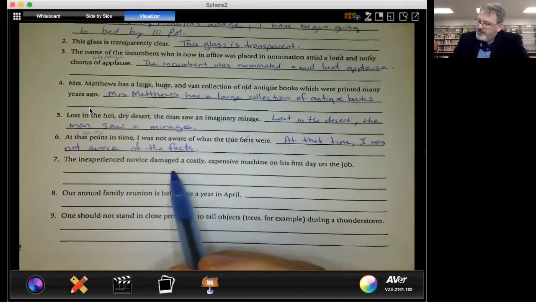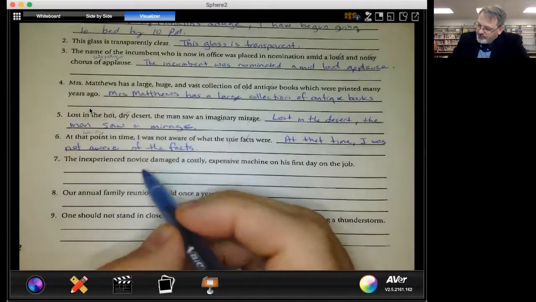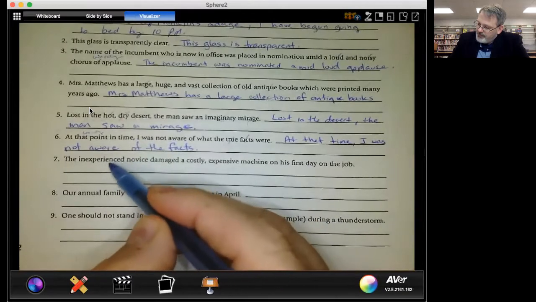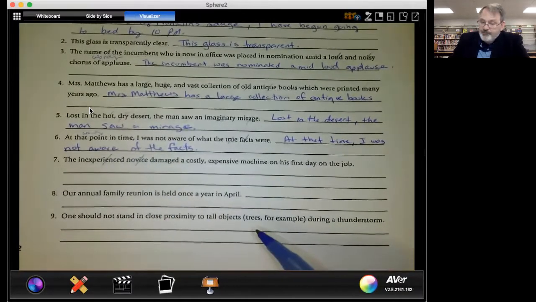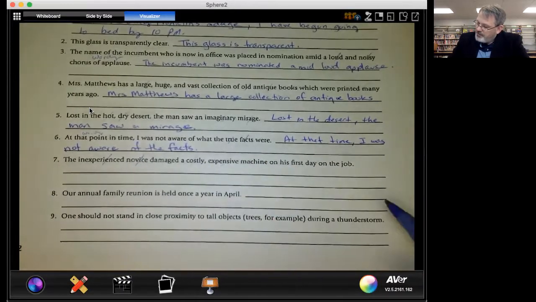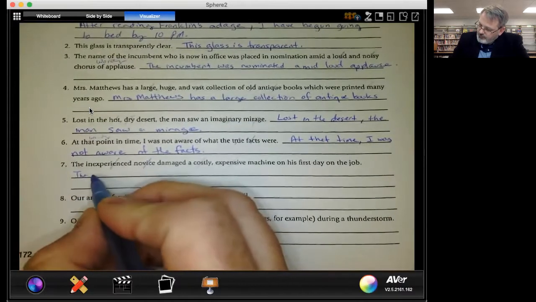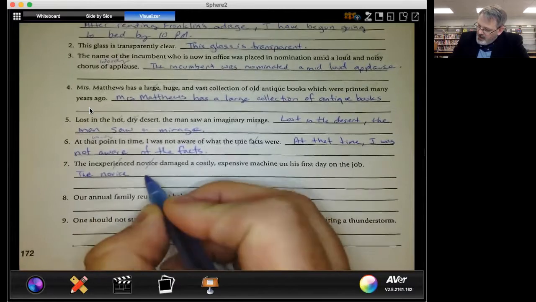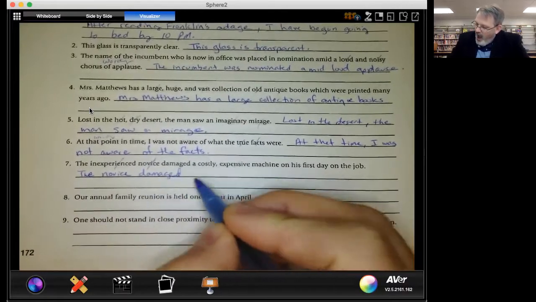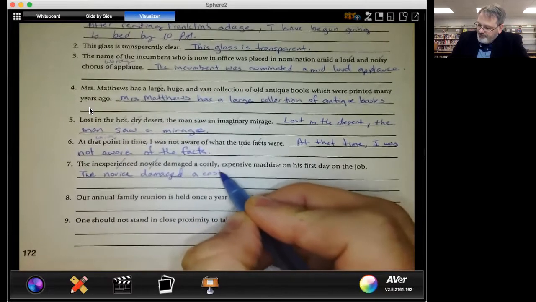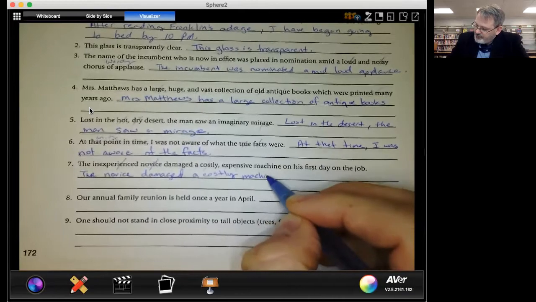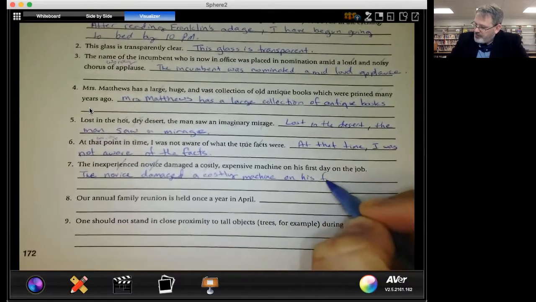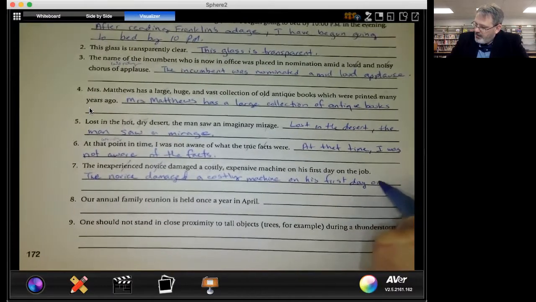The inexperienced novice damaged a costly, expensive machine on his first day on the job. Inexperienced novice, a novice is inexperienced. Costly and expensive are the same word. So the novice damaged an expensive machine on his first day of the job. Yeah. The novice damaged a costly, we'll use that one, machine on his first day on the job.